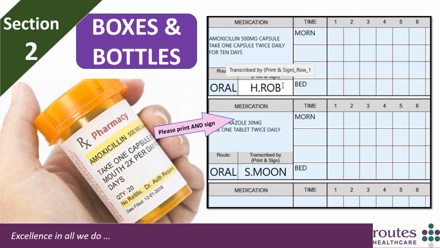Now, when I was filling out the MAR chart, I signed for this one. However, halfway through the month, the client has been given other medication. And it's my colleague Sarah that was on the run at that time. So she has signed this box here, which means that she is liable for that box alone, whereas I'm liable for the rest of the MAR chart. So moving on to section 3.